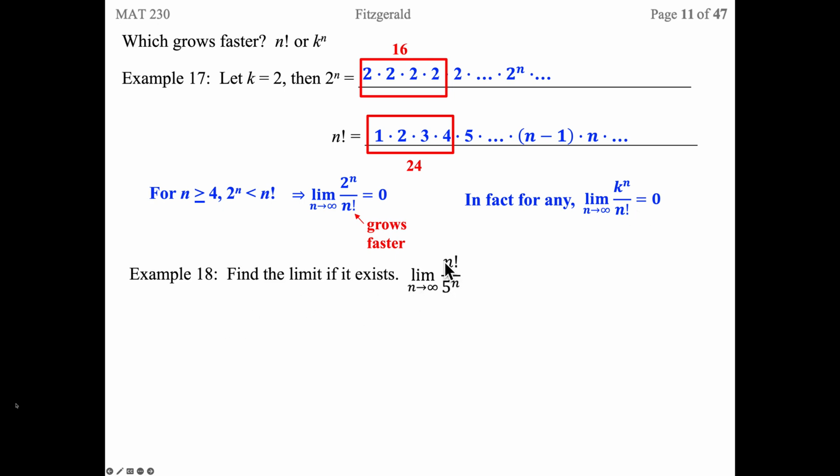If I switched and put the factorial on the top, because this grows faster, then we are going to infinity, and that diverges, and we can say that the limit doesn't exist. We're heading to infinity. Okay? So that wraps up 9.1.